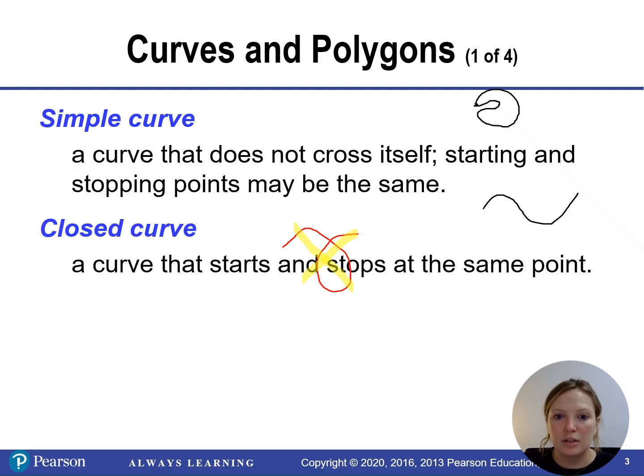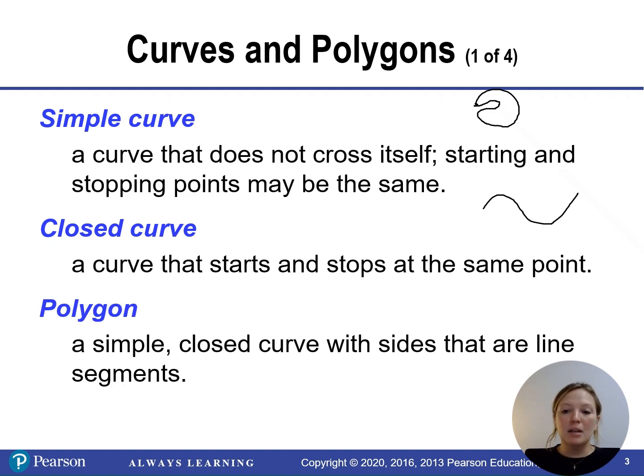A closed curve specifically is a curve that starts and stops at the same point. So here, the first example I drew would not be a closed curve, but the second curve would be a simple closed curve. A polygon is just a simple closed curve with sides that are line segments.